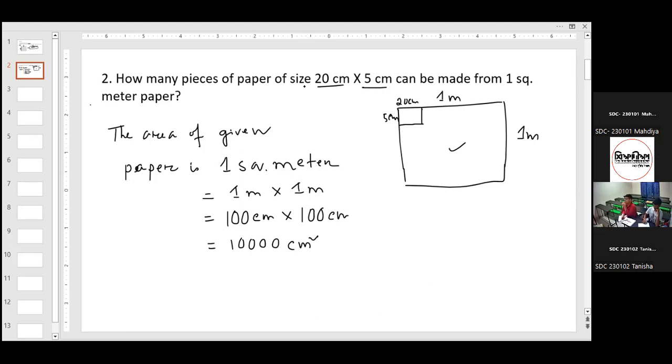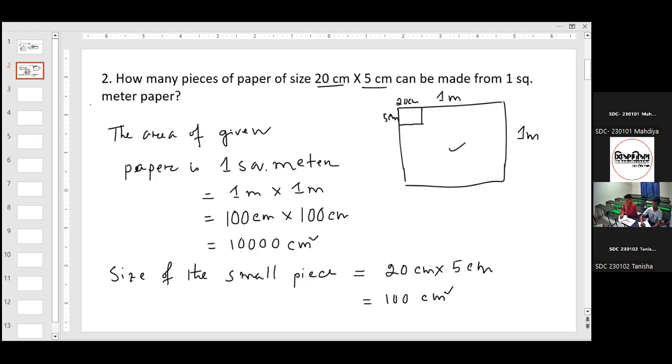Okay, what's the size of the small piece? Let's find out that one. Size of the small piece: 20 centimeter by 5 centimeter. That is 100 centimeter square, right? Yes, sir.